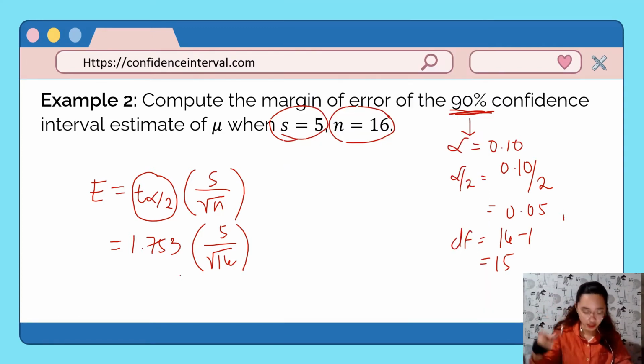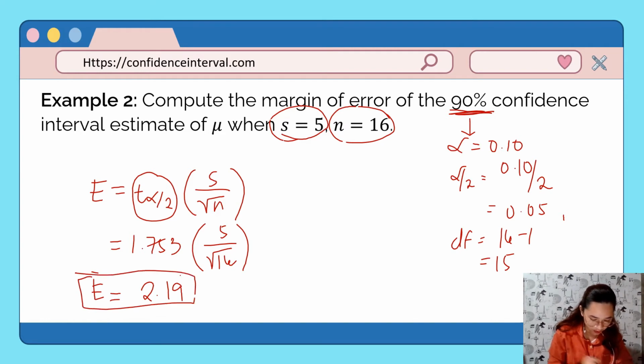So, kahit 2 decimal na lang po ha. 2.19. So, ito na yung ating margin of error. So, ganun lang po mag-compute ng ating margin of error, which is very important to get the interval estimate. Kasi yan po yung ating ima-minus or i-add sa ating sample mean. Okay? So, let's have those examples.